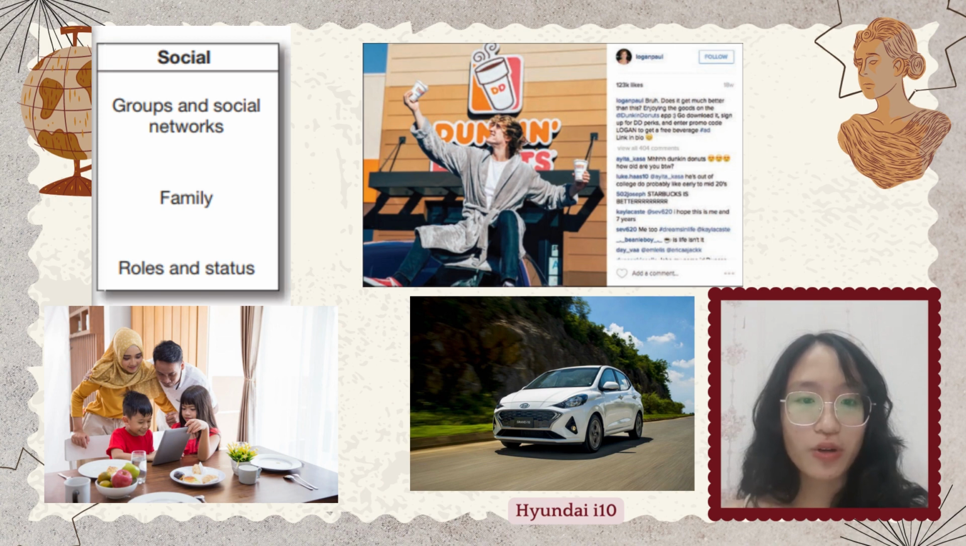First, groups and social network. Many small groups influence a person's behavior. People often are influenced by preference groups to which they do not belong. Preference groups serve as direct or indirect points of comparison or reference in forming a person's attitude or behavior.